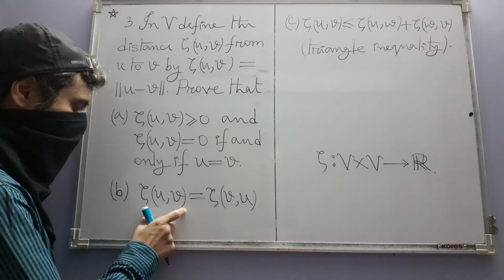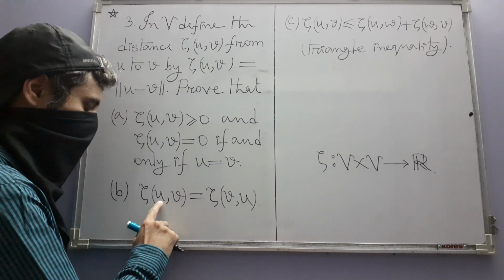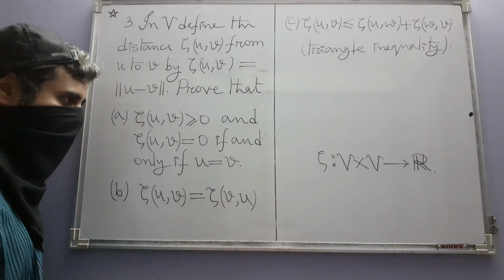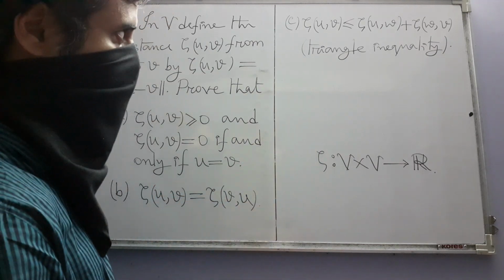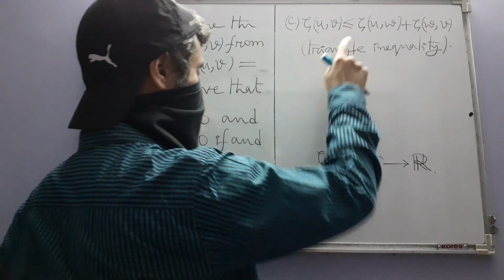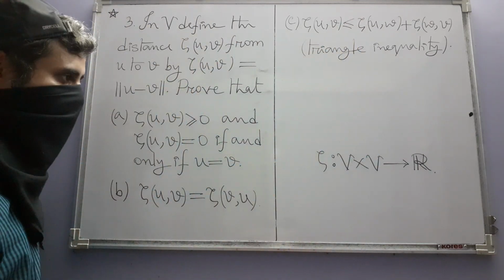The second property says that there is a kind of symmetry. It does not matter whether we take u comma v or v comma u, we are going to get the same zeta value. And the third one is triangle inequality, which is this inequality. You can see that it involves three vectors u, v and w coming from capital V.